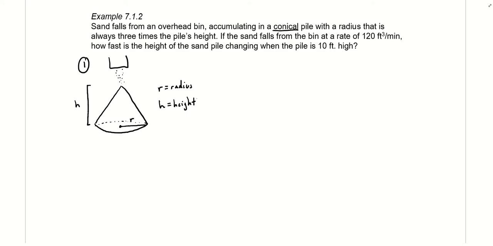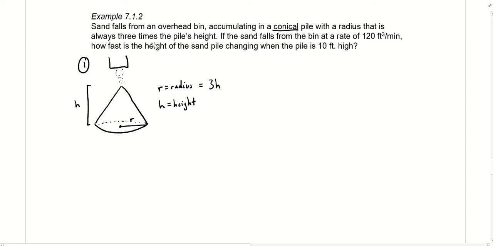Let's see, what else do we have? We're told that the radius is always 3 times the pile's height. So if I think about what the radius is here, I can come up with an equation for the radius. If the radius is 3 times the pile's height, I can say that the radius here, r, is 3 times h. So I'm just expressing the radius in terms of height using this information.